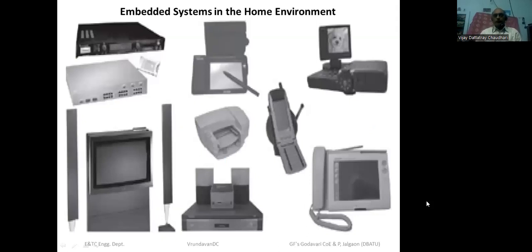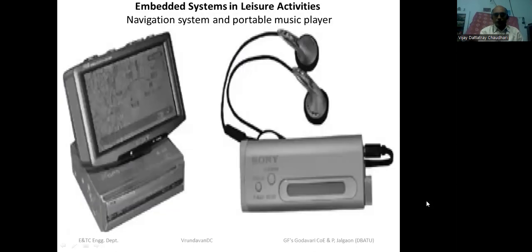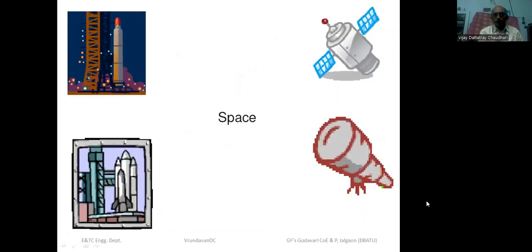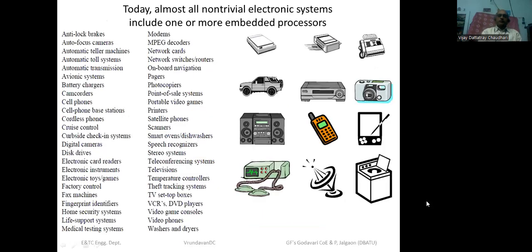So the applications of the embedded systems we can see here in pictorial format. Most of you can guess what are the devices that you can call an embedded system. So embedded system in home environment, embedded system in work environment, means number of the electronic devices are connected using network with the common server. The navigation system, portable music player, communication, automotive, space, consumer electronics, medical electronics, computer electronics. Similarly, many devices are there, many applications are there.